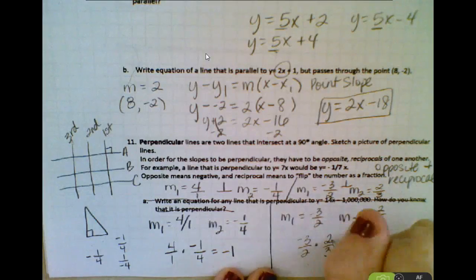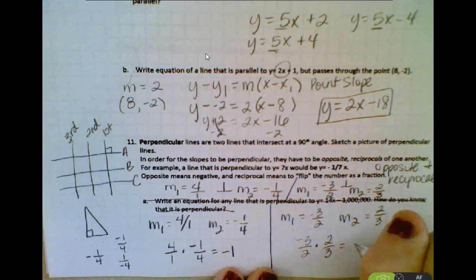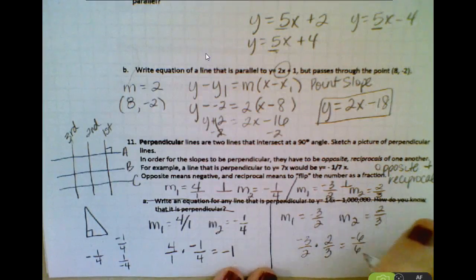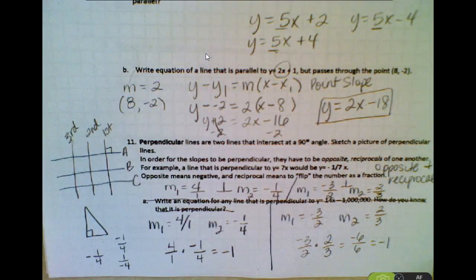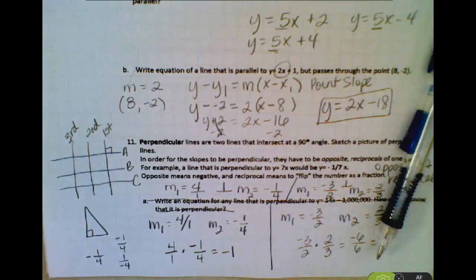What's negative 3 times 2? Negative 6. What's 2 times 3? 6. What's negative 6 divided by 6? Negative 1. You should always get negative 1 when you multiply the slopes together. All right, that's the end of those notes. Very quickly.